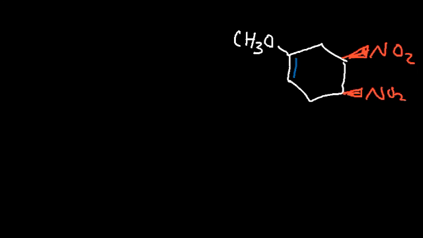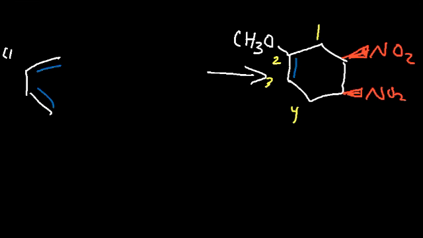So identify the diene and the dienophile that made this particular product. So this is carbon 1, 2, 3, and 4. So we're going to draw the generic diene, and we have a methoxy group on carbon 2. And for the dienophile, the NO2 groups have to be cis with respect to each other, so they're going to be on the same side.